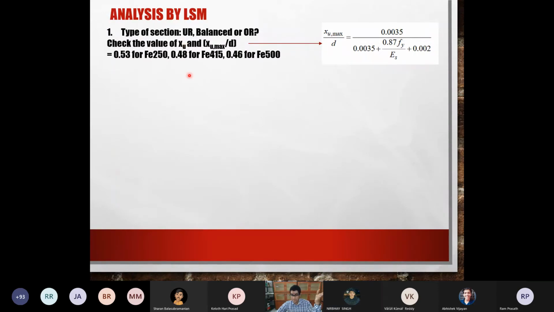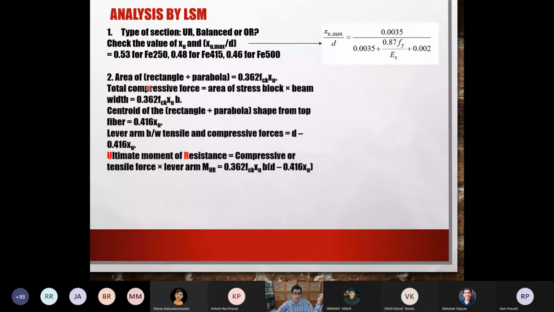Why I am reminding you of this is that you found the actual neutral axis for the given beam section and compared it with KB. You have to do the same thing here. You have to find where the neutral axis is for the beam and compare it with the maximum. Then you proceed to find the total compressive force, and based on that you can find the ultimate moment of resistance.